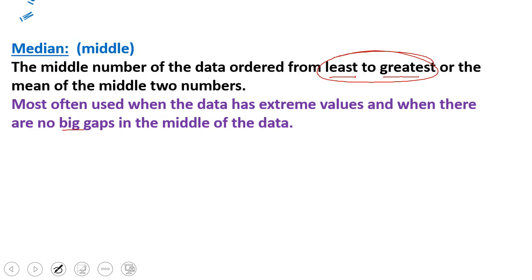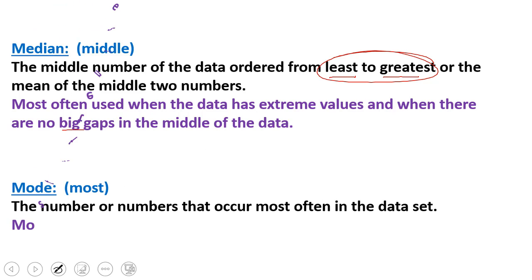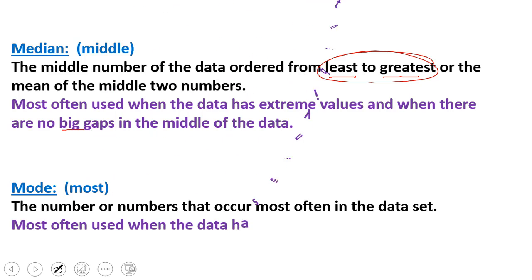All right? And the last one is going to be the mode. The mode, which we call the most. The mode is the number or numbers that occur most often in the data set. And the mode is most representative of the data when the data has many identical numbers. Once again, pause if you need to make sure you have all this written down. If not, we're going to go right into our examples.